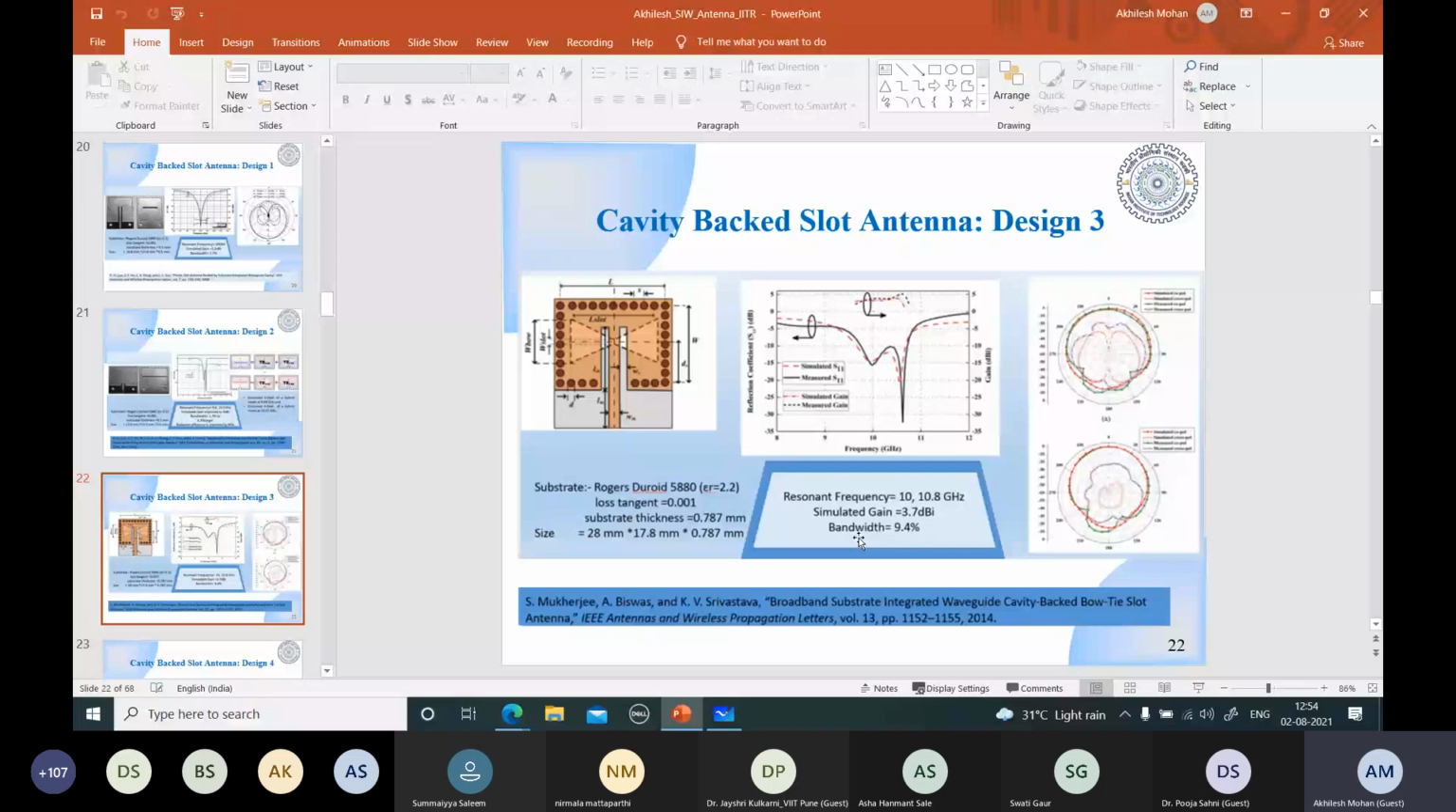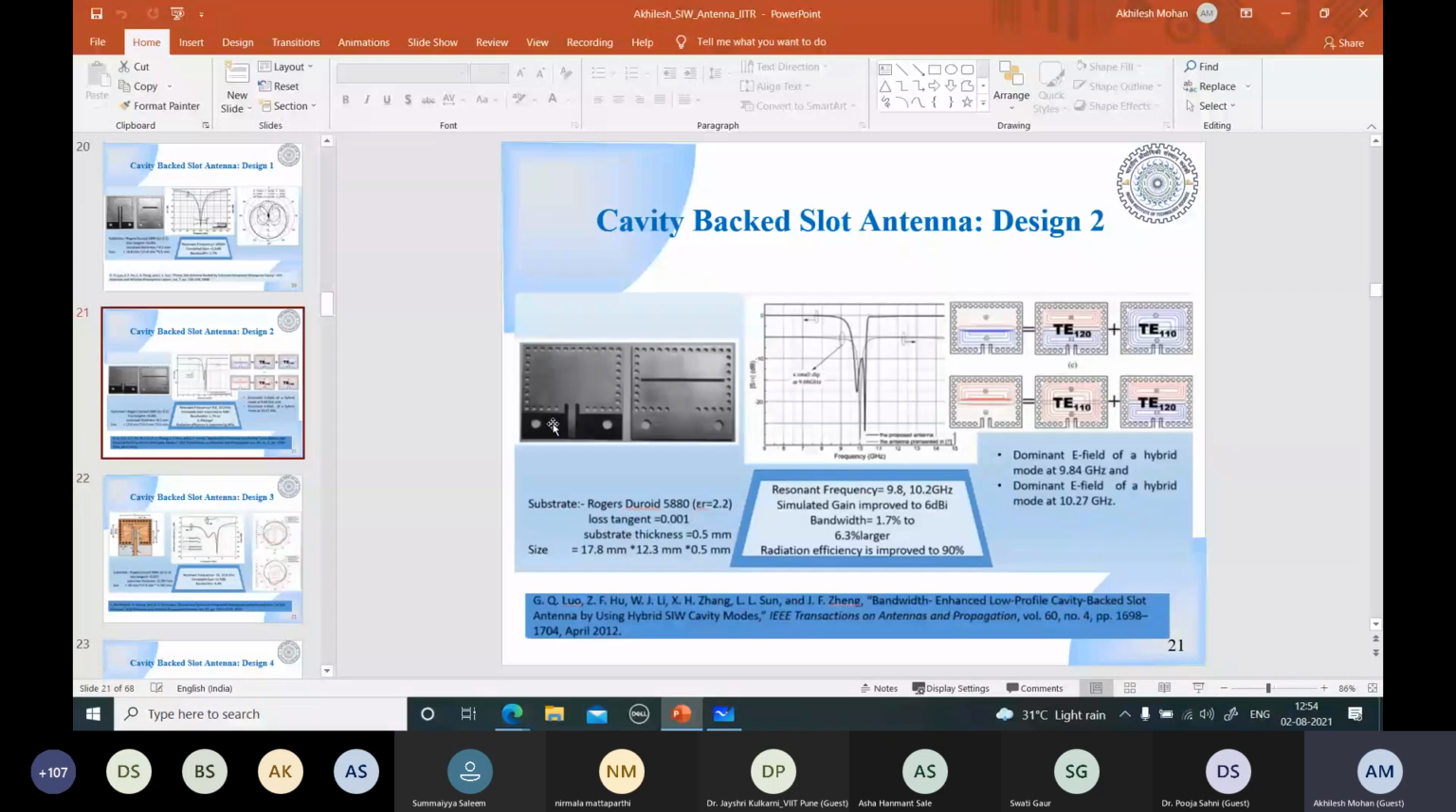And here you can see, they have introduced a very small feed instead, because it helps in excitation. Here the offset is your slot is also offset. This you have to check by placing the slot, whether it is getting excited or not.